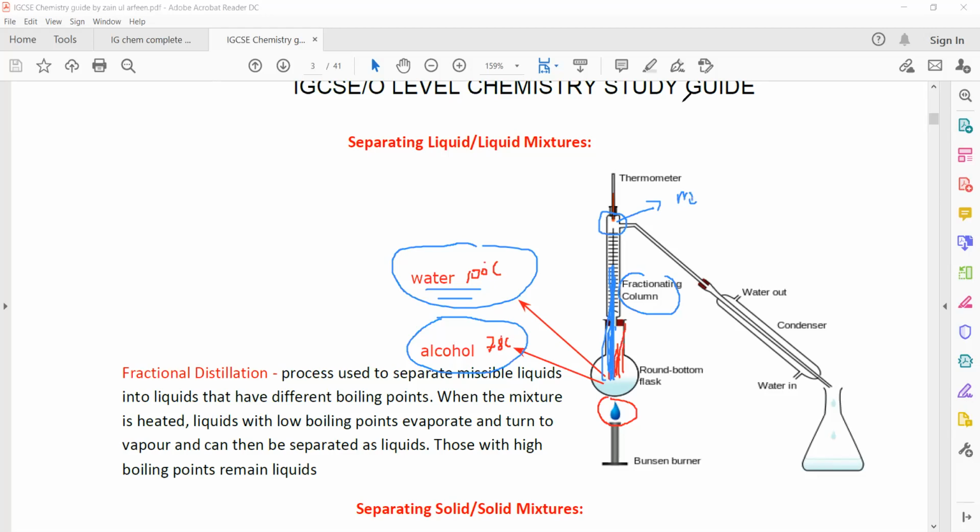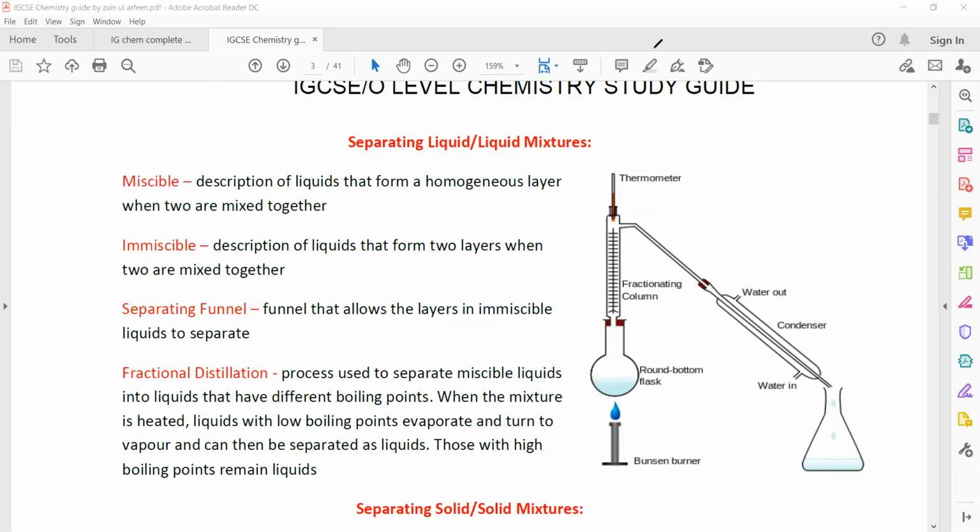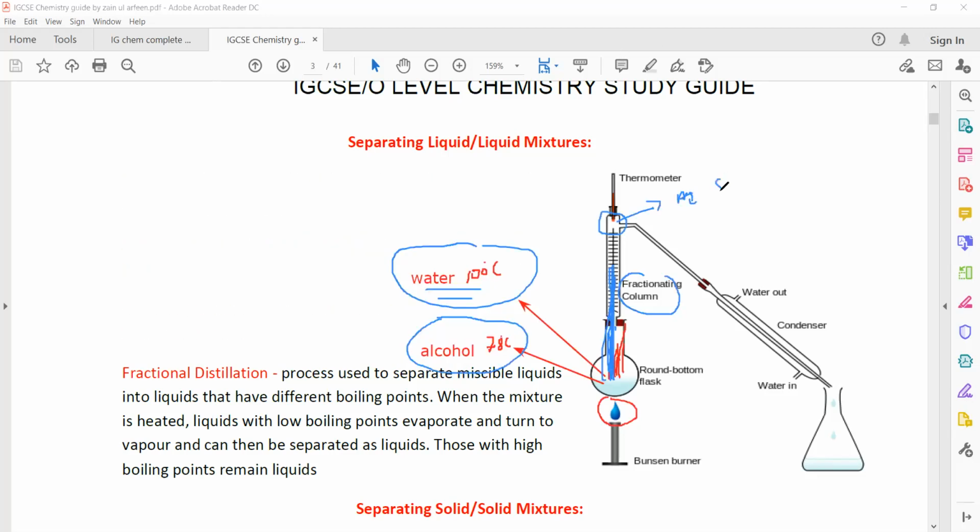If the temperature at this point is, for example, 80 degrees centigrade, what will happen? The alcohol vapor will remain in vapor form and move out. As they move out, the condenser will remove the energy from them, and as the condenser removes energy, they will convert into liquid state. So we will collect alcohol here. But what happened to water? The red lines represent water.